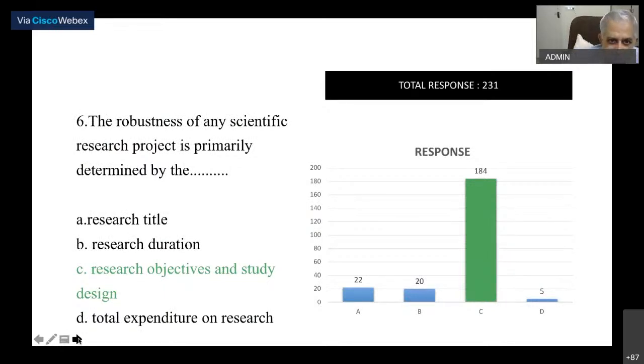The robustness of any scientific research project is primarily determined by what? You have been given research title, research duration, expenditure. Basically, it is based on the objective and the study design. You have a problem, you develop the objective based on that problem, then you make a methodology which is robust to solve whatever problem or question you have. The majority of the people have got it correct. 184 people have got the correct answer. Next.